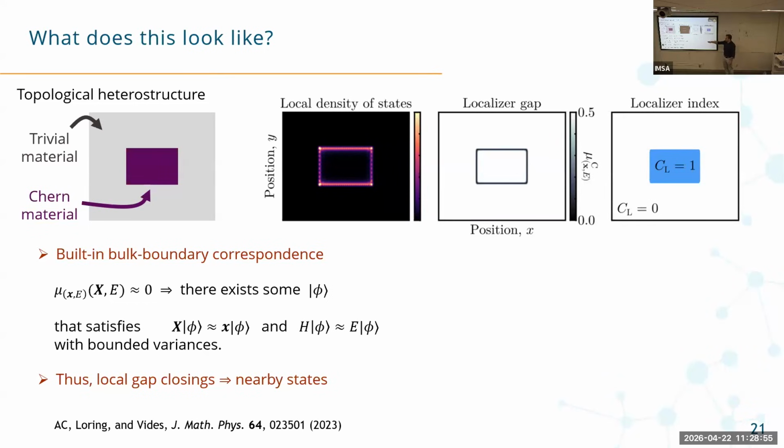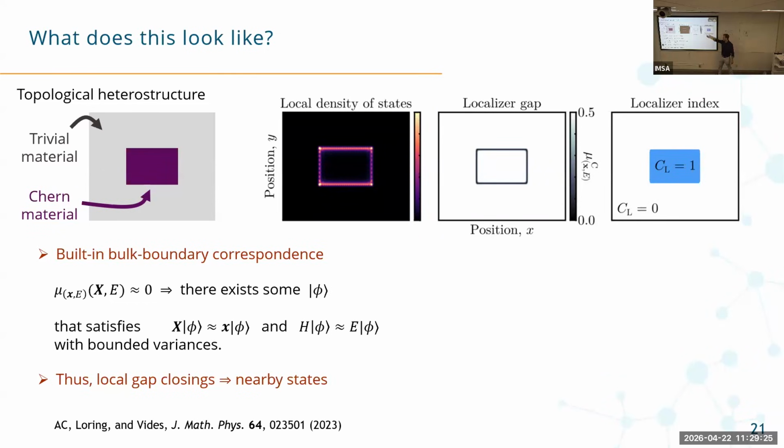If I have, say, a Chern material inside a trivial material, I can calculate its local density of states and the mutual band gap. I find the chiral edge states running around the boundary. If I calculate this local gap mu from the last slide, I see that it closes around the 2 materials. And inside I find a topological index, and outside I find a trivial index. So this whole picture is consistent. It even has built-in bulk boundary correspondence.